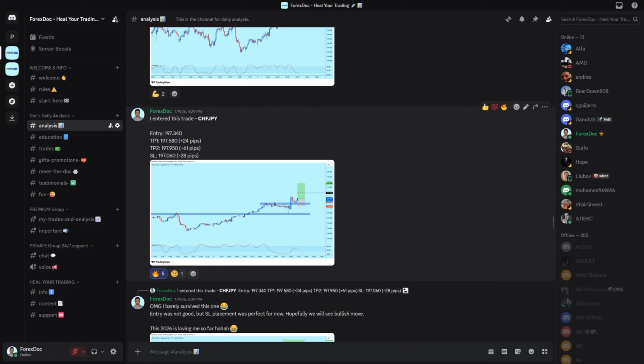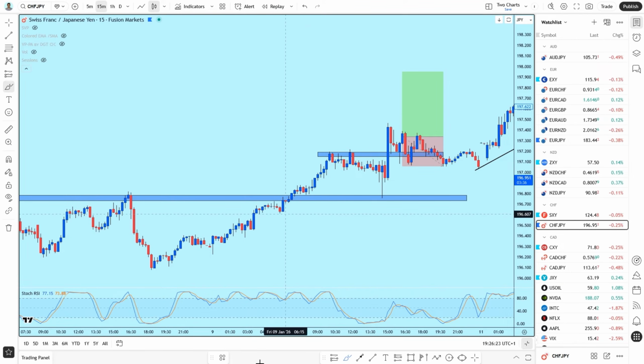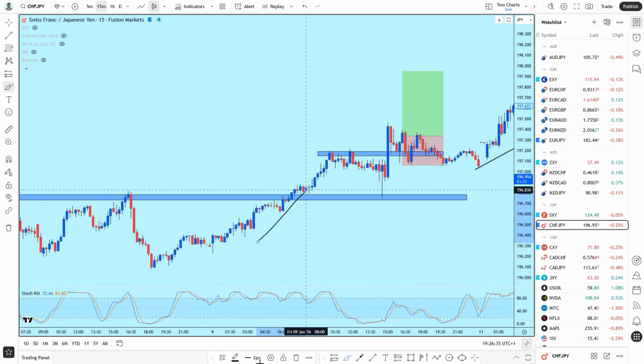Now let me show you another free trade that I shared in my free Discord. This was a Swiss franc Japanese yen buy trade. And here you can see my levels. What we can see here is this strong uptrend. And then price formed this minor resistance zone and went down to retest this previous resistance zone. Price formed this high, went down to retest this previous resistance zone and then formed this very impulsive bullish move.